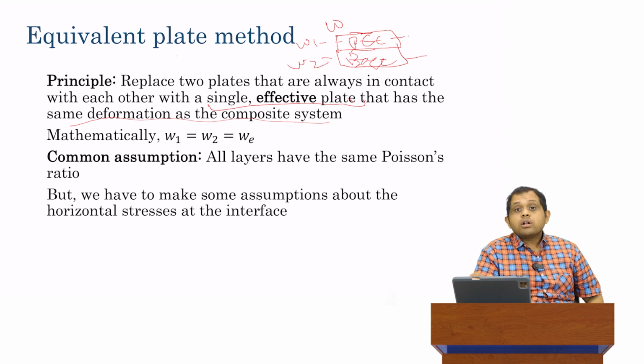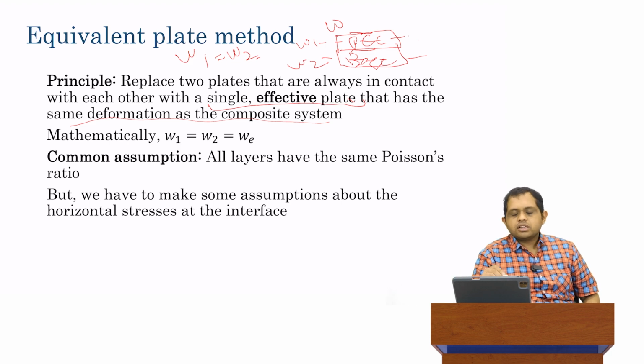Because these two are always in contact with each other, that is, we don't allow any gap to form between the two layers, we can write W1 is equal to W2. This is always going to be true as long as we don't allow a gap between the two layers, which is generally the assumption we always make in our analysis. There are ways to overcome this assumption also, but that requires the finite element method. We'll see that several lectures later.